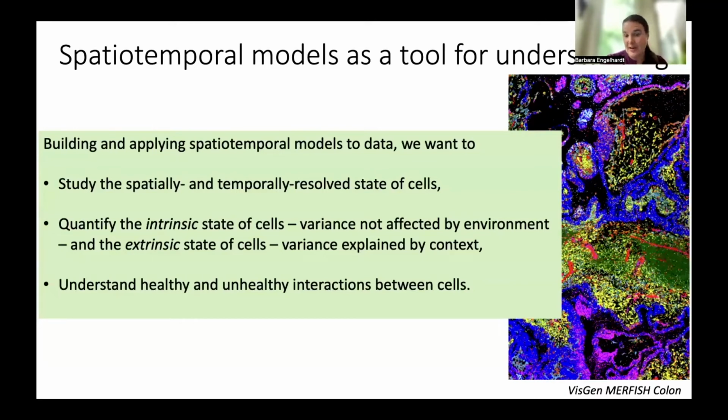We'd also like to understand healthy and unhealthy interactions between cells. Healthy interactions, obviously, are when things are going well, and immune cells, for example, are actively helping keep neighboring cells healthy. Unhealthy interactions are obviously when they're not.